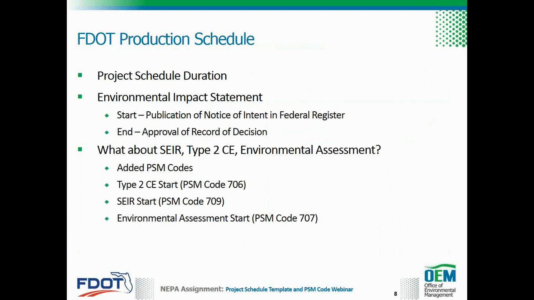However, the notice to proceed is a contractual code. For example, you can receive a notice to proceed in January of 2016 in preparing an EIS, but not issue a notice of intent to prepare an EIS until June of 2017. So to clarify this situation and make sure that you are not penalized on the dashboard, OEM staff has added PSM codes for Type 2 start, SEER start, and environmental assessment start.